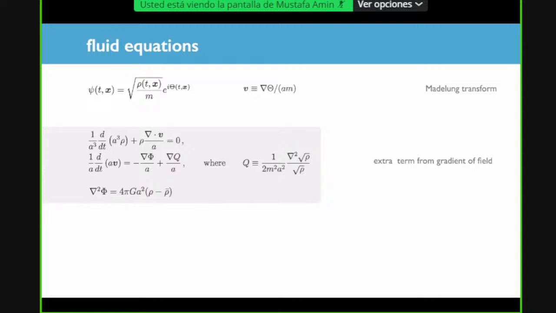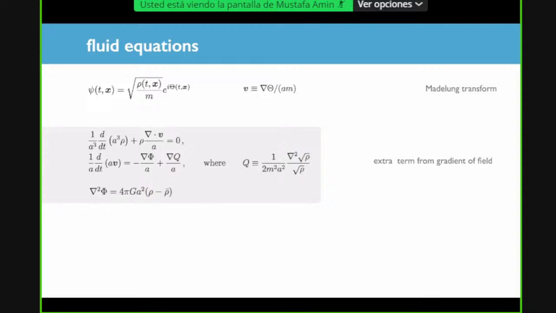Yes? Of theta. With this, the first equation here? Yes. It's a complex field, so I'm just writing it as the amplitude and a phase. So that's the definition of theta.